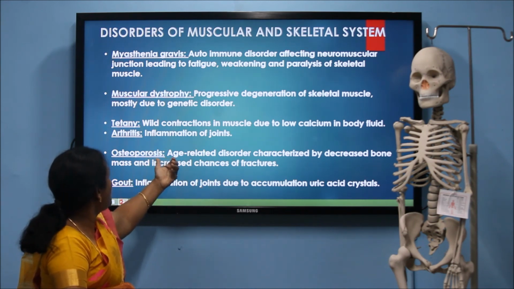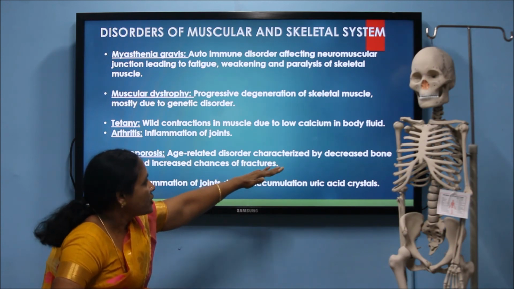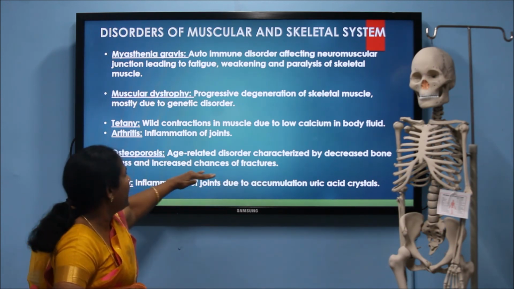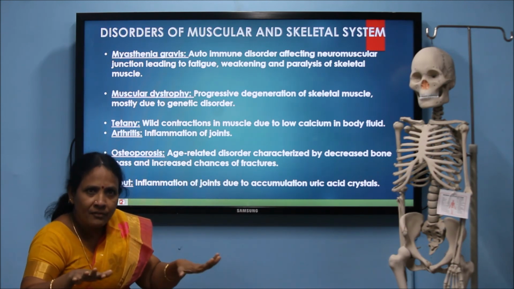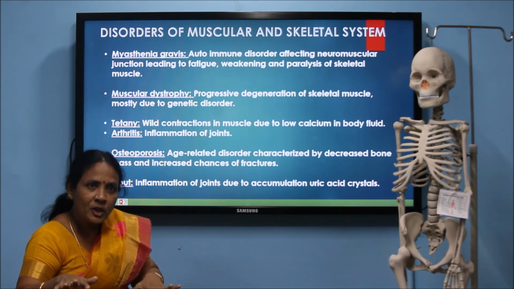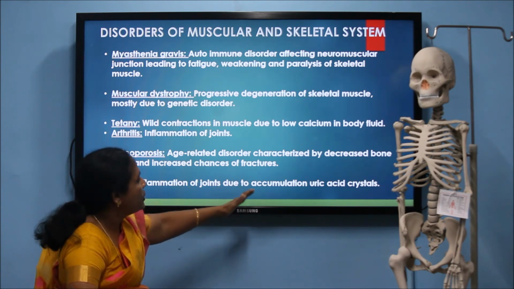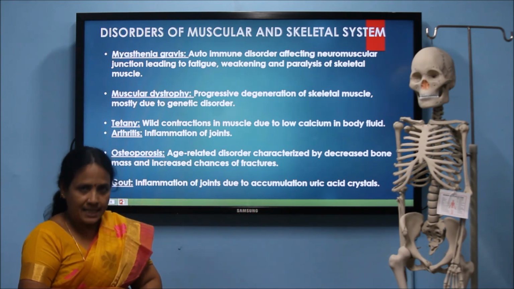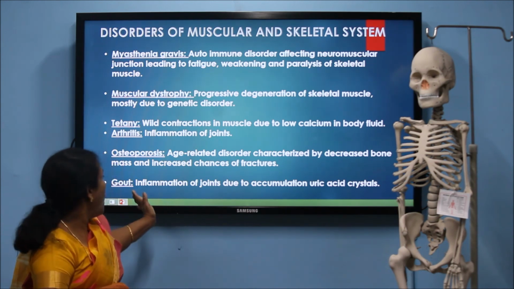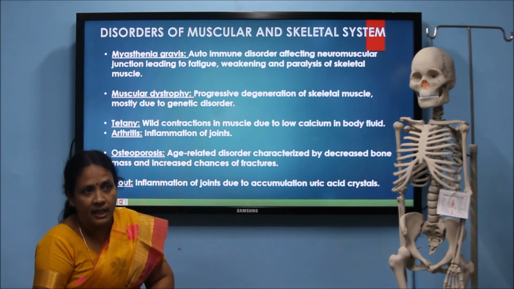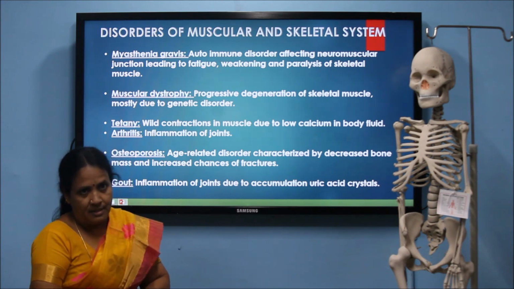Then osteoporosis, an age-related disorder characterized by decreased bone mass and increased chance of fracture. It is due to the imbalance of hormones, especially estrogen. The last one is gout, inflammation of joints due to accumulation of uric acid. The deposition of uric acid in the joints causes gout.